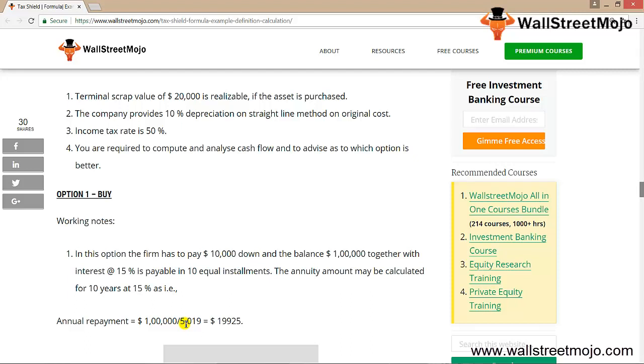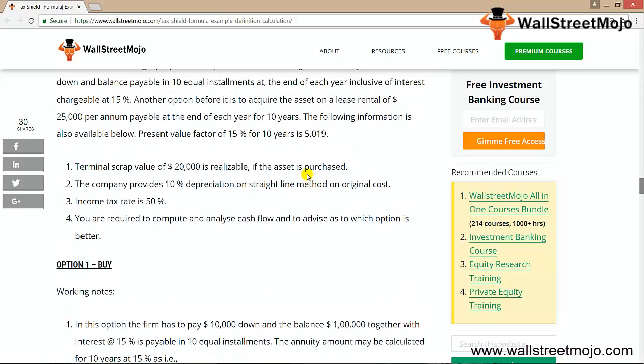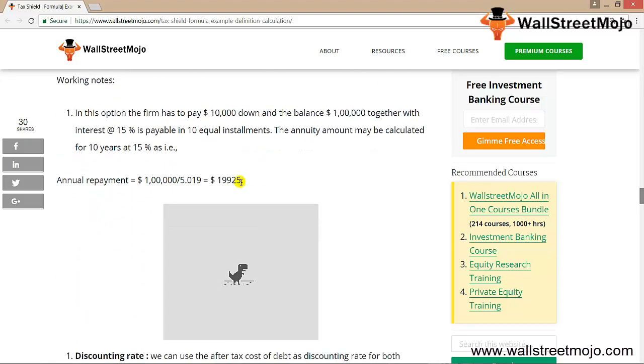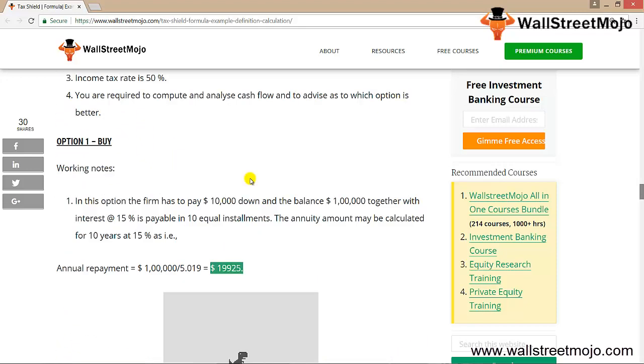First, option 1. Over here you are basically getting into a finance lease. In this option you pay 10,000 as down payment, and the balance 1 lakh at an interest rate of 15% in 10 equal installments. The amount of the annuity will be calculated as the 1 lakh amount divided by the present value factor, which is 5.019. Now this is your annual repayment, that is 19,925, the EMI, you can say.